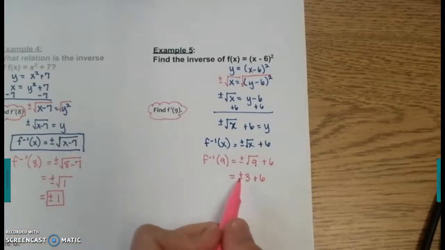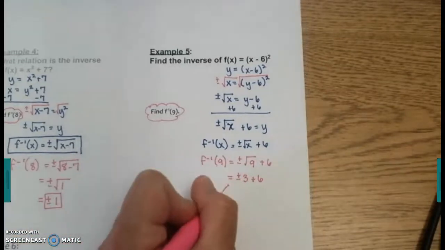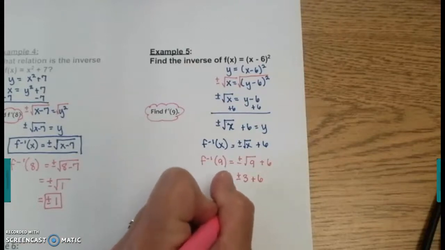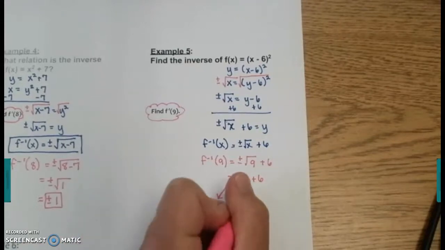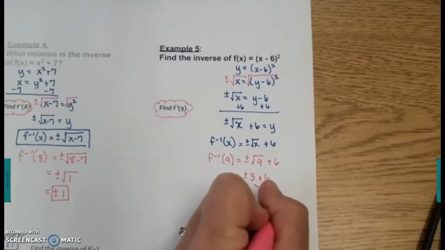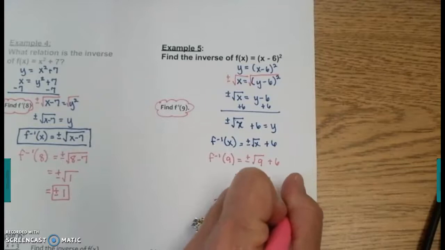So again, that's two different values. That's really positive 3 plus 6, which would equal 9. And then you have negative 3 plus 6, which would equal 3.